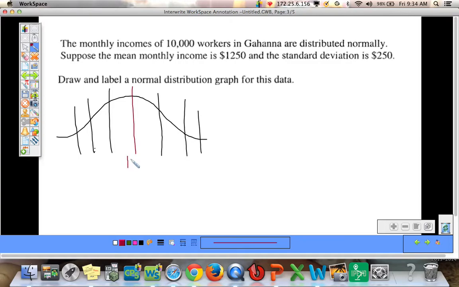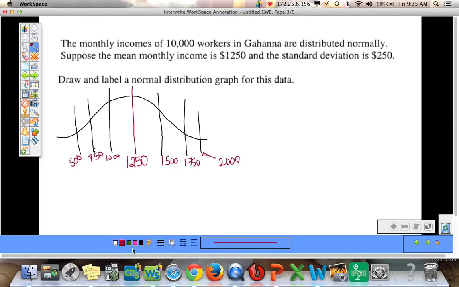All right, so here it is, 1,250. The standard deviation is 250, so we're going to add 250 in the upper direction, subtract 250 in the lower. So that would give us 1,500, 1,750, and this one right here would be 2,000. This one would be 1,000. This one would be 750. And this one over here would be 500.